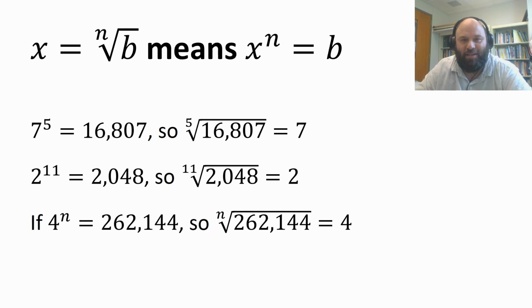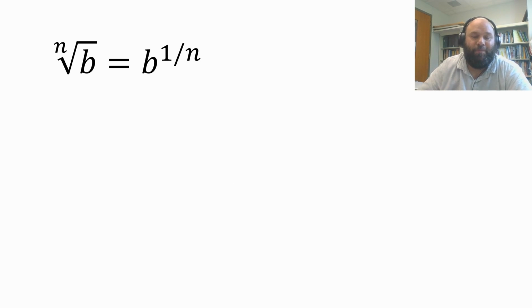So how might you find these on your calculator if you're doing a hand calculation? Well, it actually comes from exponents. You can express an nth root in terms of an exponent. Now you might have a calculator that can do an nth root, and that's great. But if not, whatever n is, take its reciprocal and use that as an exponent.